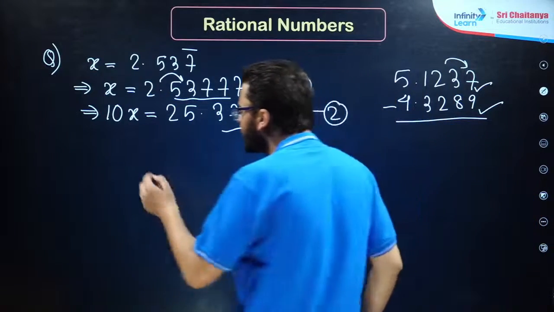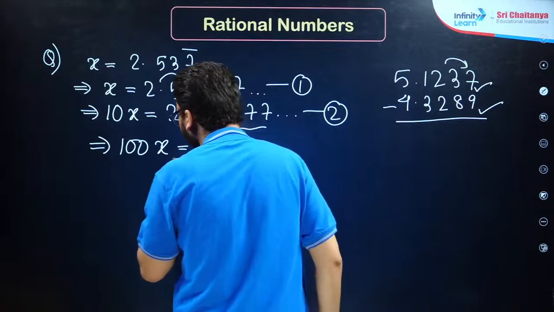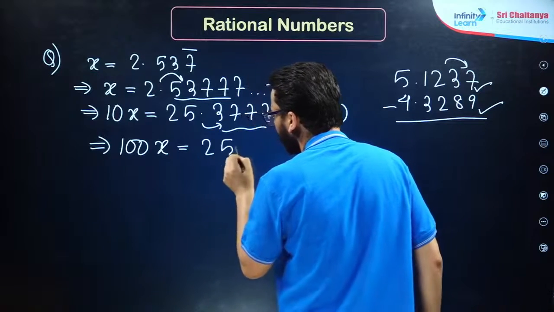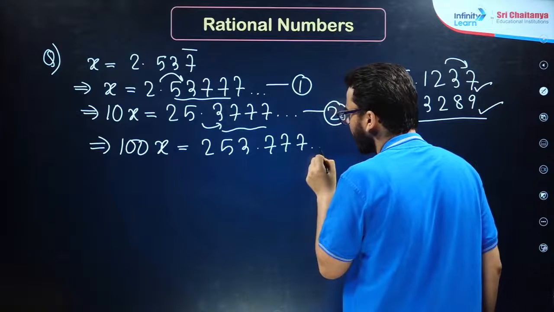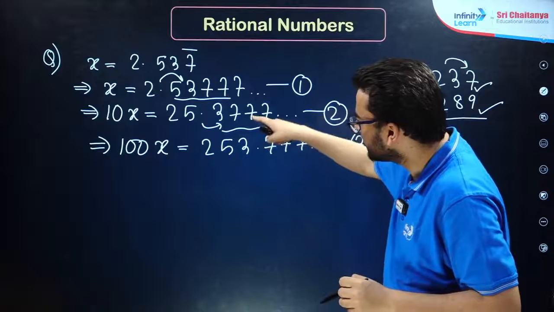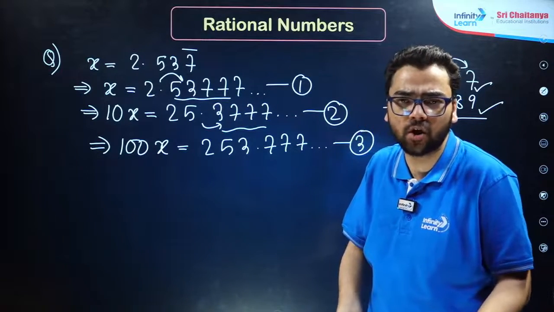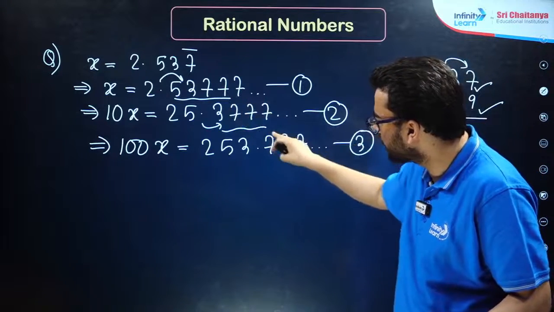So for that, let us once again multiply by 10. So you'll get 100x. And then this will again move one place towards right, 253.777 and so on. Third equation, right? Now again, are you able to see the same decimal form over here? No. Same decimal form is not here. Are you getting that thing? Again, you are having different decimal forms, na?